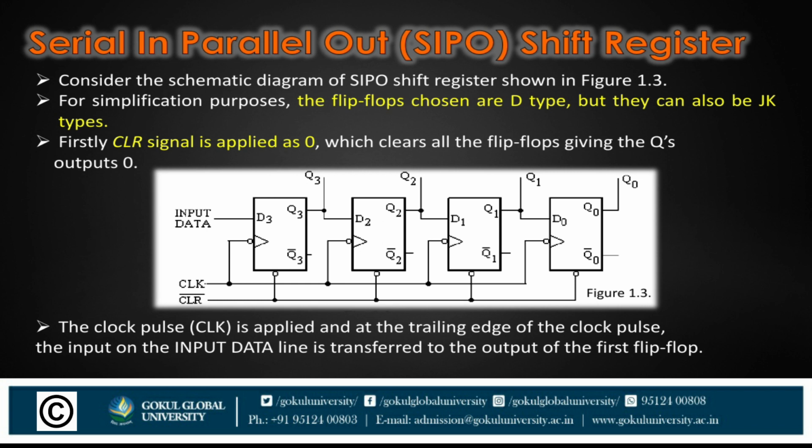Now, the serial in parallel out shift register. Consider the schematic diagram of serial in parallel out shown in this figure, and for simplification the flip-flops chosen are RS type flip-flops. They can also be JK type flip-flops. Firstly, the clear signal is applied as 0, which clears all the flip-flops, giving the Q outputs 0. Then the clock pulse is applied, and at the trailing edge of the clock pulse the input data line is transferred to the output of the first flip-flop.